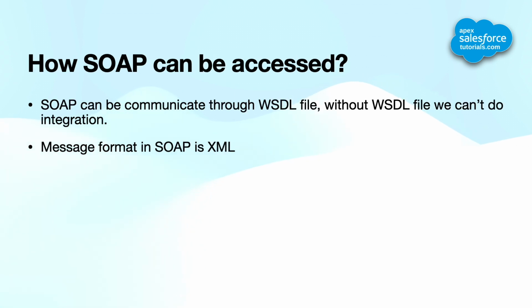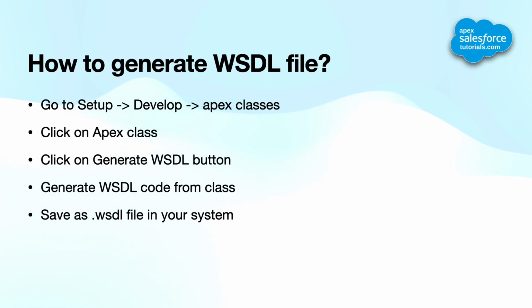Now we learn about how SOAP can be accessed. SOAP can be communicated with through a WSDL file. Without a WSDL file, we can't do integration, and the message format in SOAP is XML. How can we generate a WSDL file? We can generate a WSDL file by going to Setup, Develop, and then Apex Classes. Click on Apex Classes, then click on the Generate WSDL button, and then generate WSDL code from the class, and save it as a .wsdl file in your system.